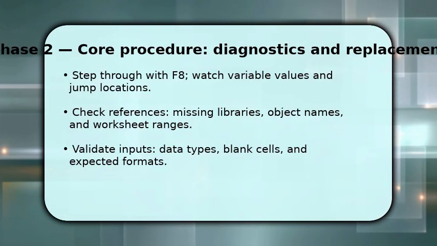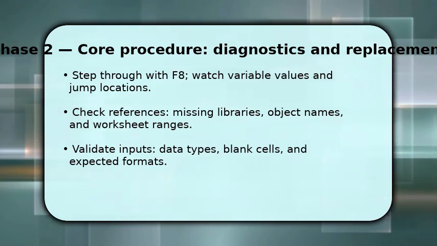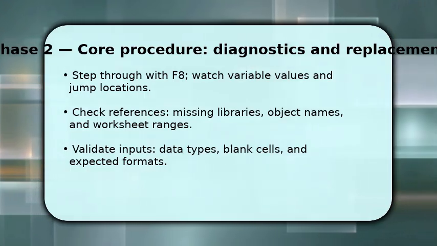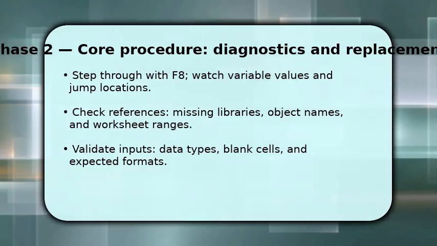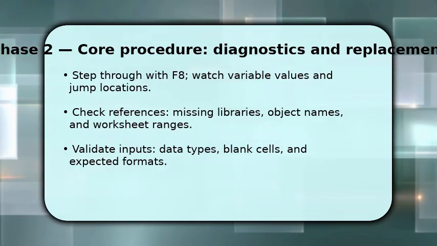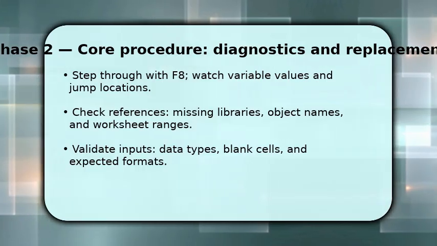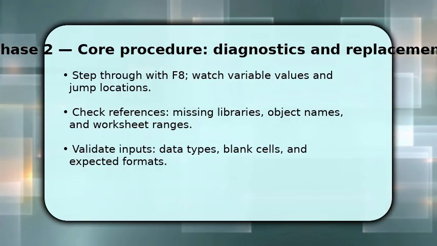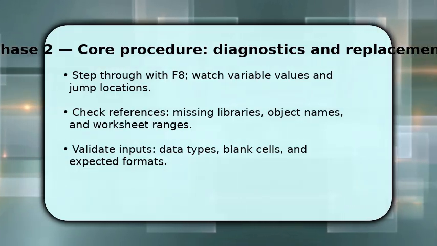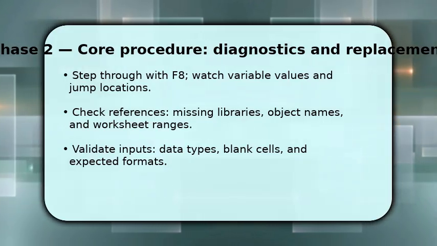You now step through the macro using F8, watching variables and the flow to see where behavior diverges. This explains how and why the failure occurs. Make sure to check Tools References for missing libraries and confirm object names and worksheet ranges match the current workbook structure. Also validate incoming data types and non-empty cells because many errors stem from unexpected inputs. If you document the failing line and state, you're ready to correct the underlying logic rather than patch symptoms.